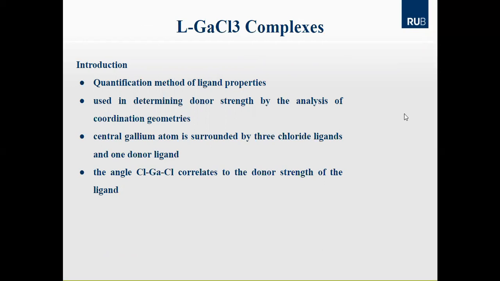In this complex, the gallium is connected with three chloride ligands and one donor ligand. And the angle between chlorine, gallium, chlorine is measured, which is related to the donor strength of the ligand. Later we will see how it is related.